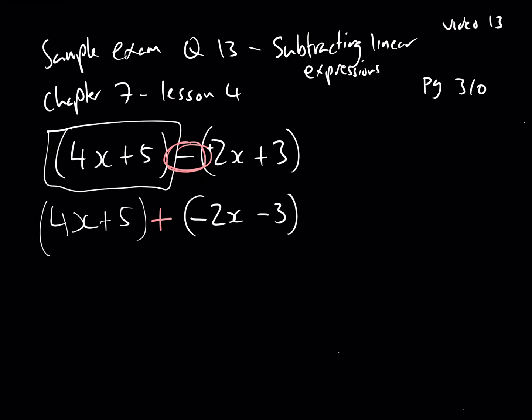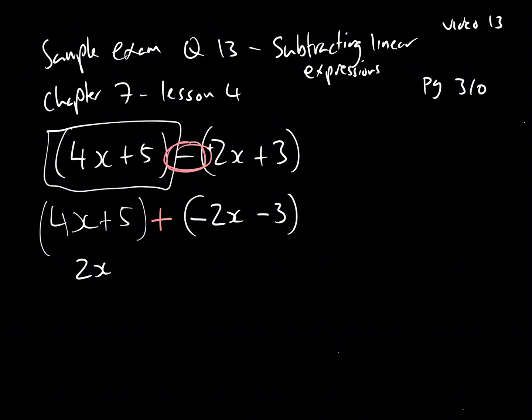So 4x minus 2x is 2x. Plus 5 minus 3 is plus 2. That's as simple as that. That's what we do. Okay, let's have a look at question 13 and see how we can do this.